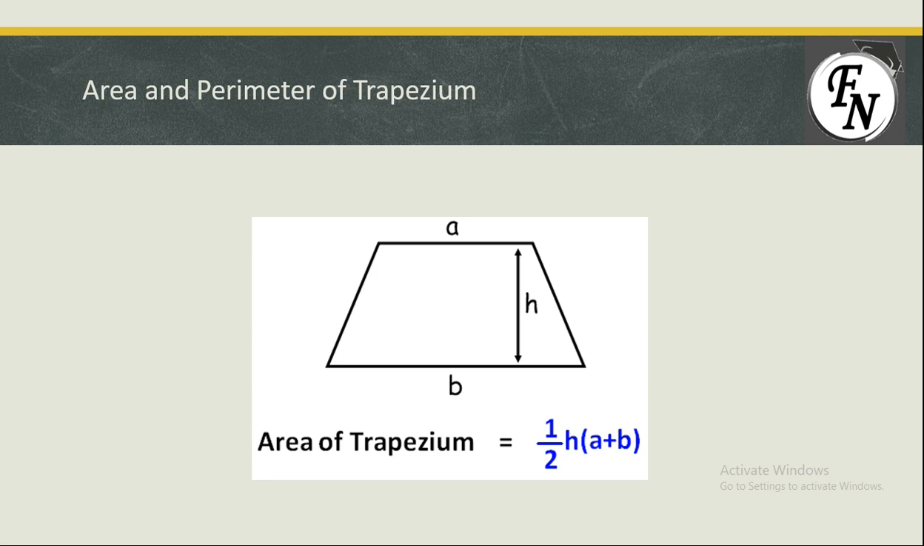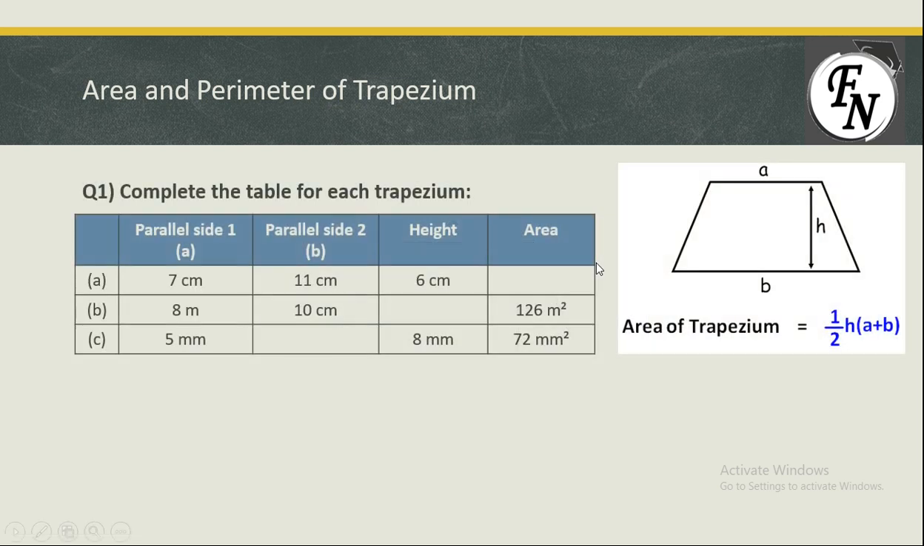After that, if I talk about the perimeter, the formula for the perimeter of the trapezium, I will add all the sides. That means the length of this side, and this side, all the sides should be added to get the perimeter of this trapezium. So I have a few questions regarding it.